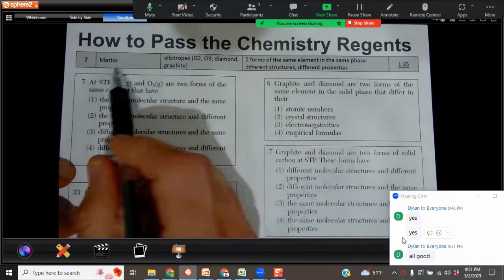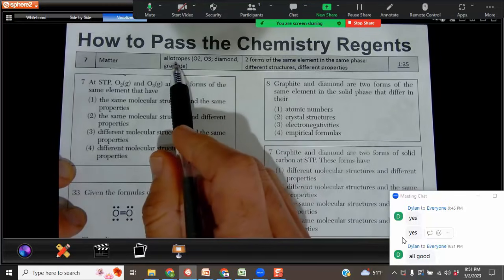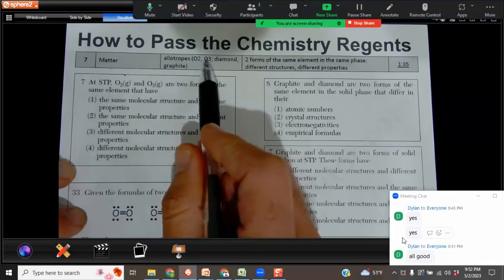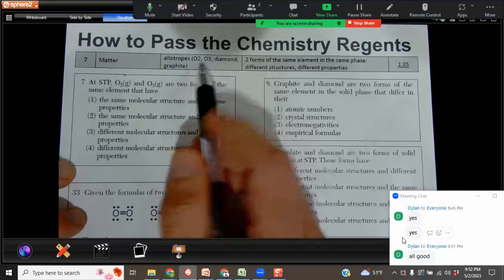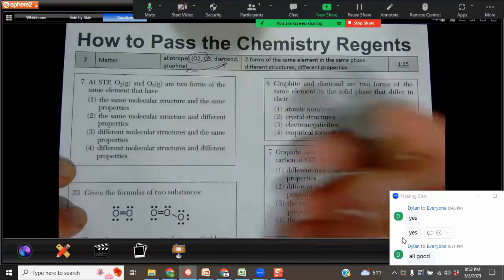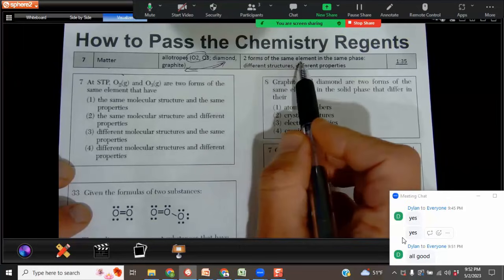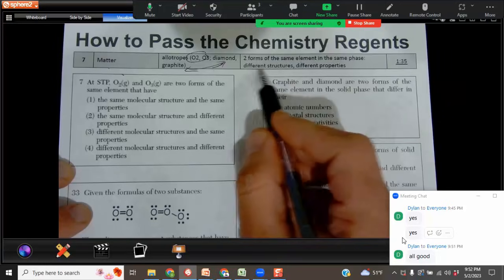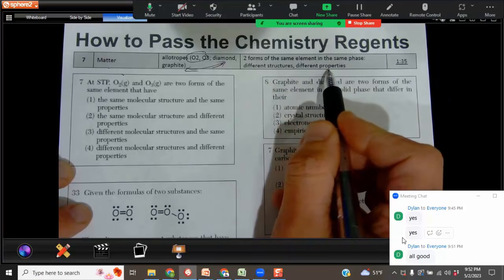So this is allotropes. You may not actually see this word, but you're probably going to see these examples, which is O2 and O3. That's oxygen, that's ozone. You may also see diamond and graphite. So these go together, and diamond and graphite go together. And these are the two popular examples they love to ask about, which are two forms of the same element in the same phase, but they're going to have different structures and therefore different properties.